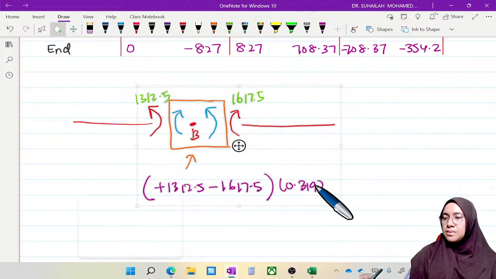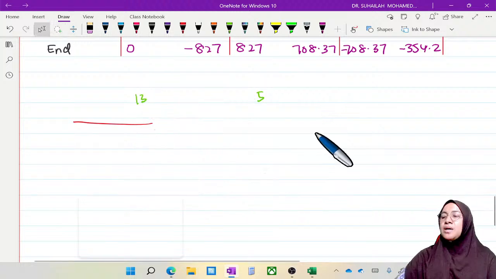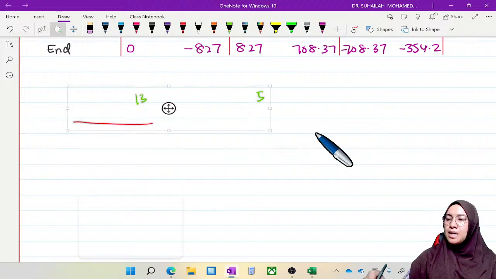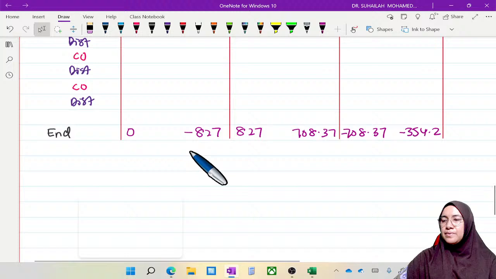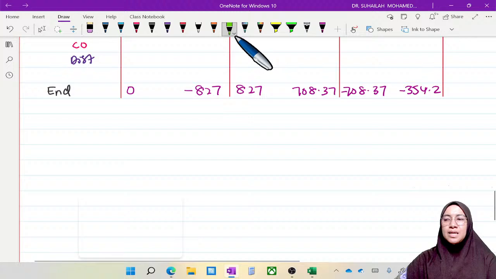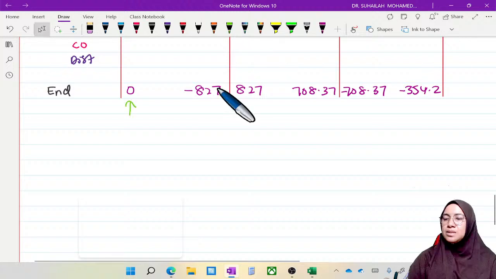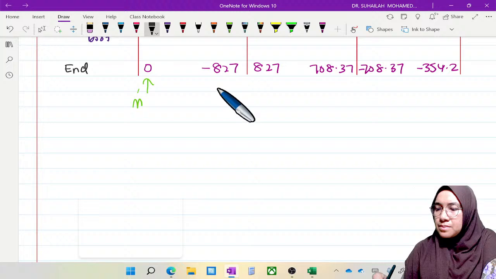Okay, so now I want to continue to analyze this moment value. I want to use static equilibrium in order to determine the reaction at the support. So this end moment, as I said just now, is referring to M, this is referring to MAB.